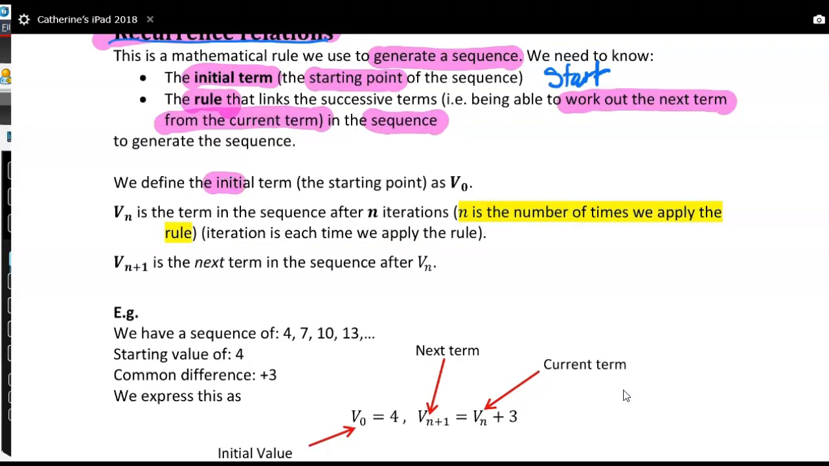So we say our initial term, that starting point, is V0. Now, it doesn't have to be V, it can be I, N, any of these type of things. It doesn't have to be V. We tend to use V, but it can be anything, and the question will sometimes define what that is.